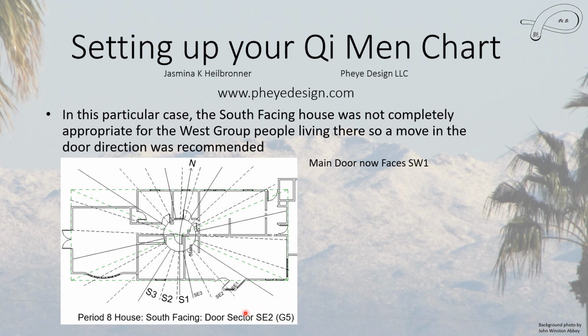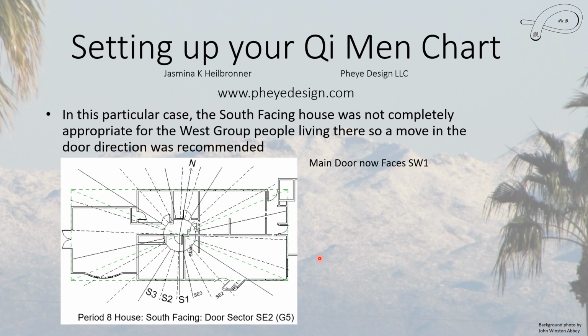But this sector now has moved. It is now in southeast 2, but that is still part of the group 5. So nothing changes in the house in terms of the flying star chart or the Chi-Men chart. And the purple-white is also not affected. So this all is good. This means that you don't have to do a whole new analysis.